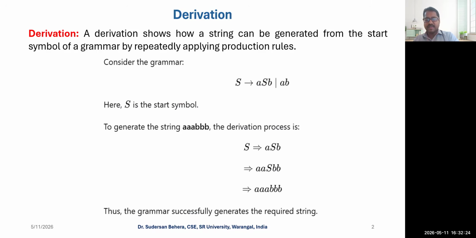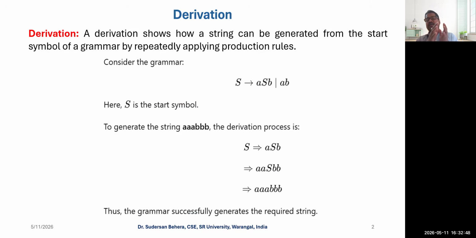So if you place that AB here, you will get triple A followed by triple B, right? So S got replaced with AB. So you got triple A followed by triple B. Thus the grammar successfully generates the required string. Okay. So this process is called derivation. This process is called derivation.